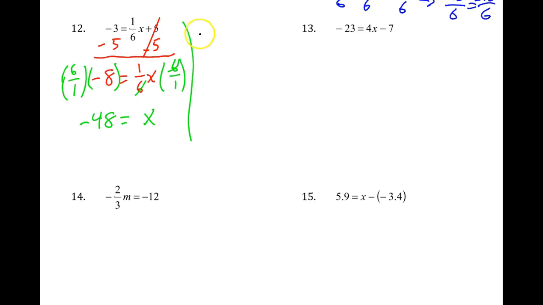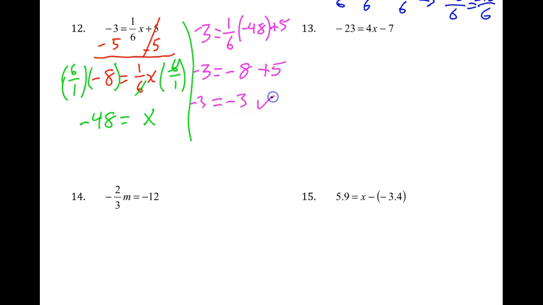Plug that back in. Negative 3 equals 1/6 of negative 48 plus 5. 1/6 of negative 48 would be just negative 48 divided by 6, which is negative 8. And negative 8 plus 5 is negative 3. There we go.